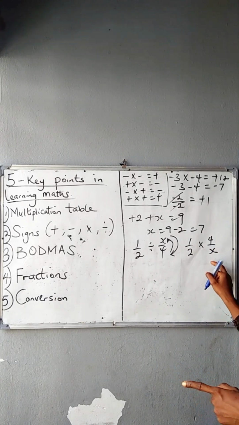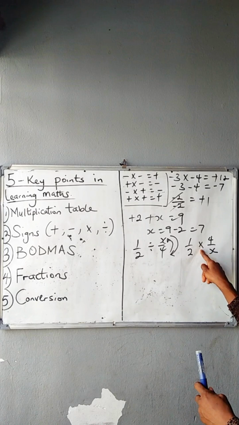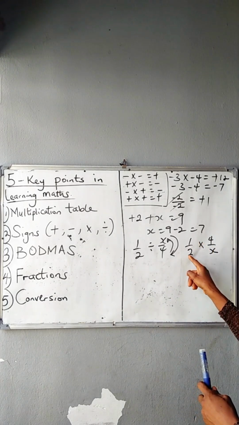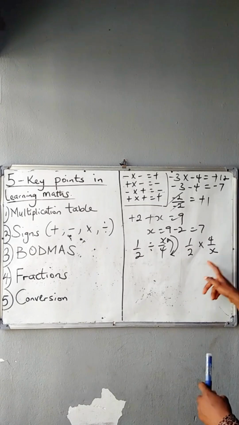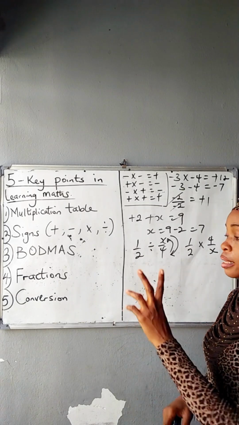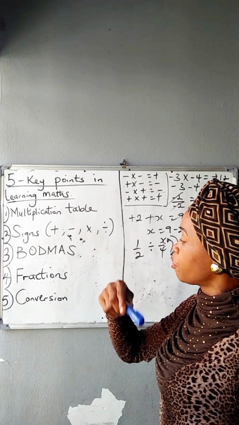This is very important. And when you have multiplication as it is, you can reduce to lowest terms. So how many 2s can you find in 4? You reduce, then you multiply numerator by numerator, and denominator by denominator. Please, I have more examples in my previous video.